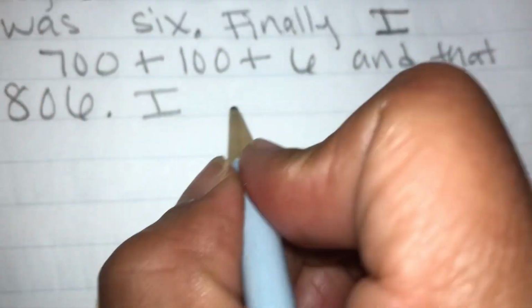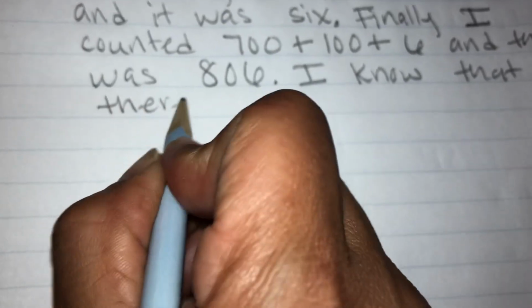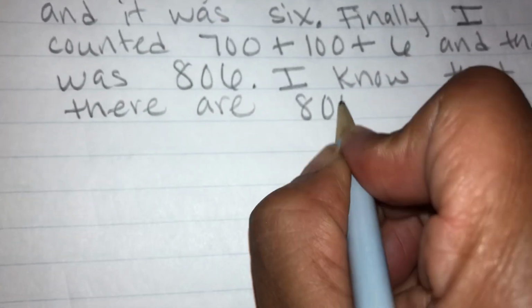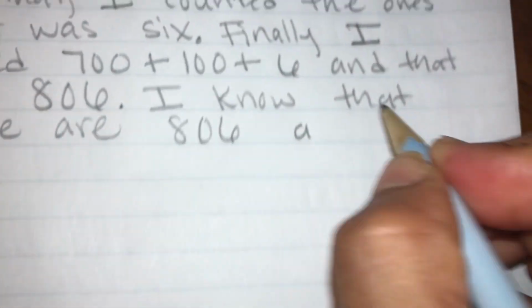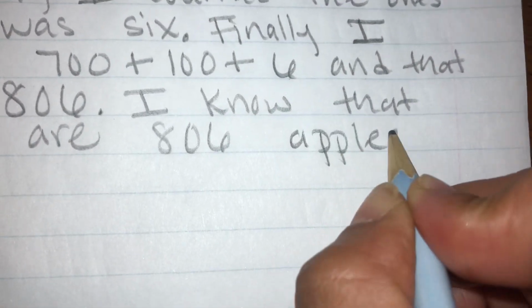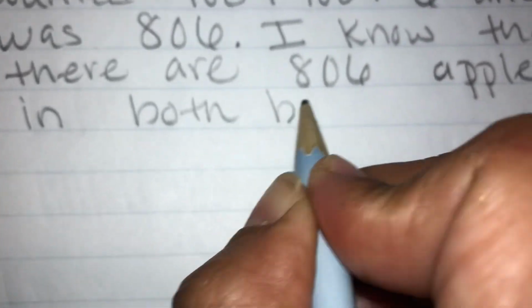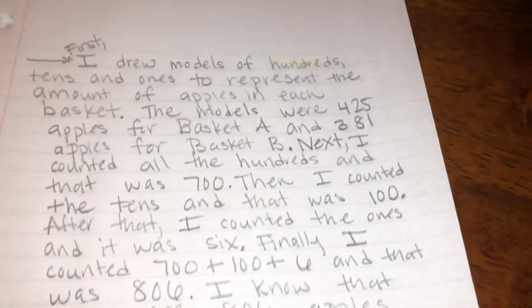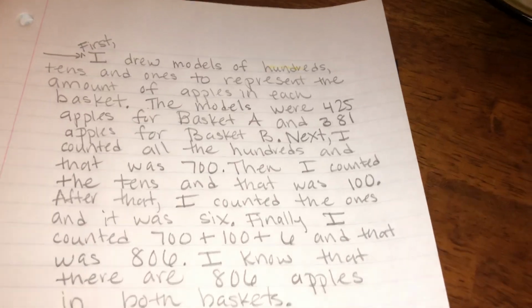I know that there are 806 apples in both baskets, period. Okay, so this is what their explanation should look like.